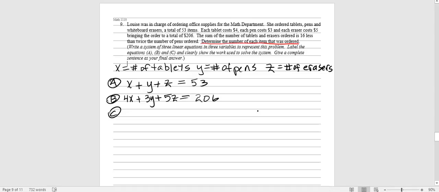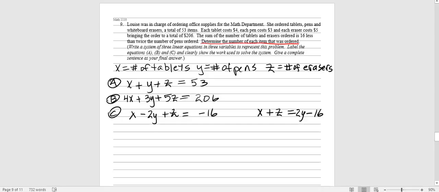The sum of the number of tablets and erasers, so that's x plus z, translates into equals, 16 less than means subtract 16, twice the number of pens, 2y. So let's subtract 2y from both sides, and we get x minus 2y plus z is equal to negative 16. So this is my system of equations.